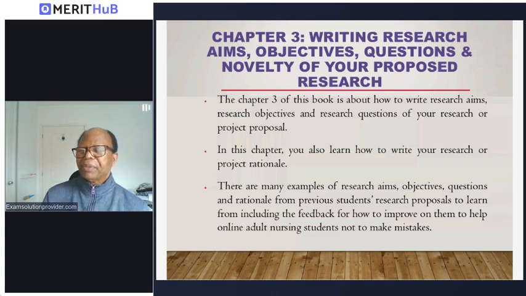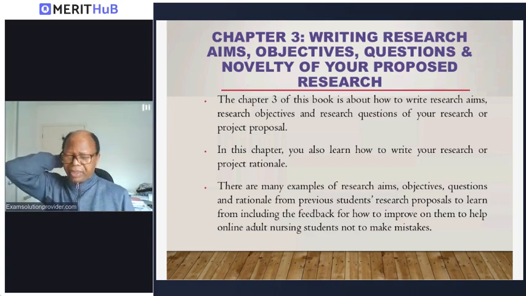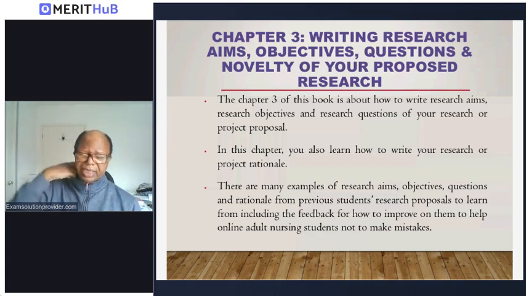So therefore, chapter 3 of this book is about how to write research aims, research objectives, and the research questions of your project or your research proposal. Now, in this chapter, you will also learn how to write your research or project rationale. Rationale is always difficult for most of the people to write because I think they do not understand.